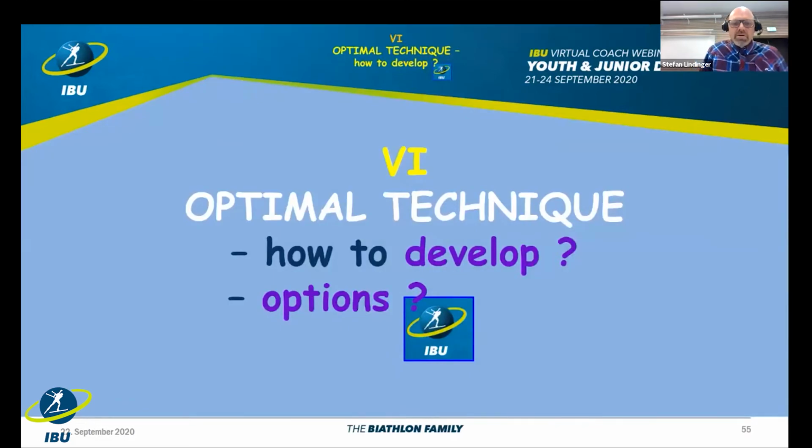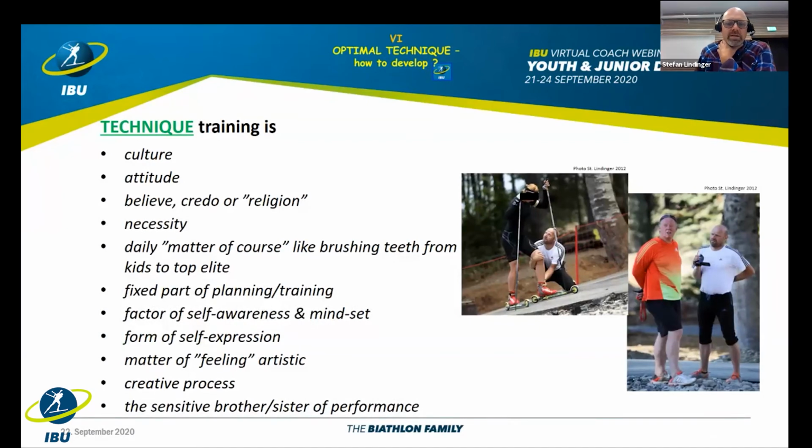Okay, so now we have to go into the learning process and look at what is important in technique training in general. And that's a little bit philosophical here. I think technique training is a culture thing. It's an attitude. It's a belief, a credo, or for some even a religion. It's a necessity. It's a daily matter of course, like brushing the teeth, from kids to top elite. It's a fixed part of planning and a fixed part of training in every endurance training. It's a factor of self-awareness and mindset. It's a form of self-expression.